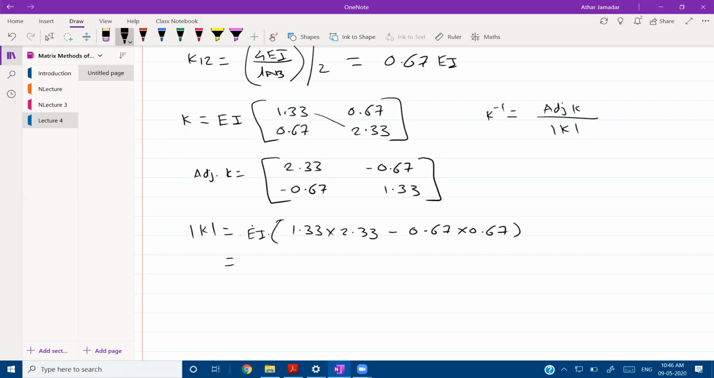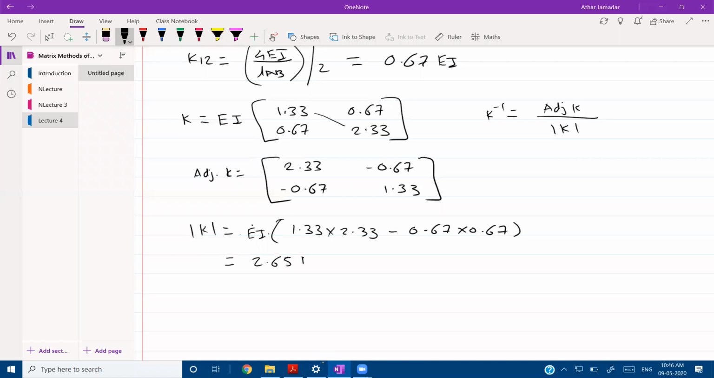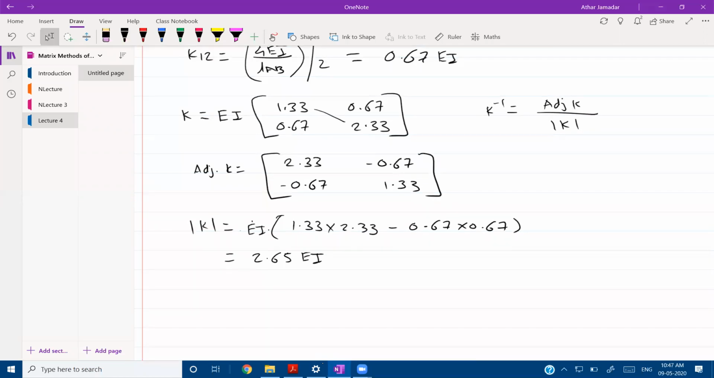So this value will be now 2.65 times EI. This value of determinant of K is 2.65 times EI. Now K inverse is nothing but adjoint of K divided by determinant of K. So for K inverse matrix, in this adjoint of K, if you divide all values by 2.65, we will get inverse of K.